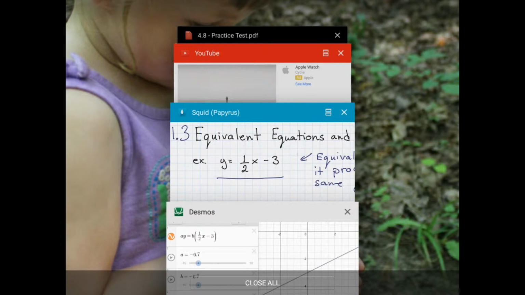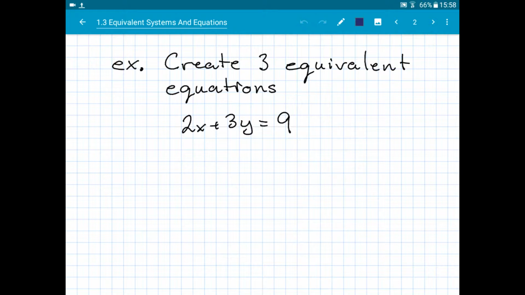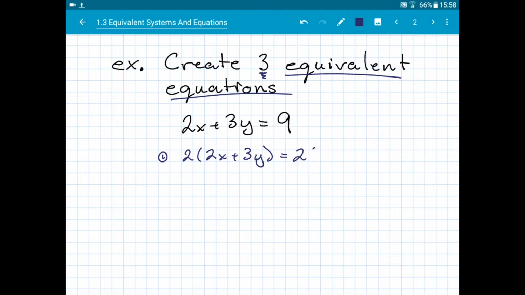So let's go back to that note there, and let's just talk about what we can do to create equivalent equations. So it says create 3 equivalent equations here. So what you can do here is you can multiply anything you like on the right and the left as long as it's the same number. So my first one I'm going to do here, I'm just going to multiply everything by 2. So 2x plus 3y is equal to, and again the right hand side has to be multiplied by the same thing. So I distribute into that bracket, and I get 4x plus 6y is equal to 18. So there's the first one.